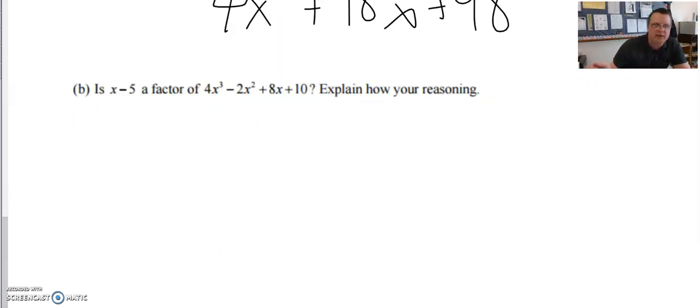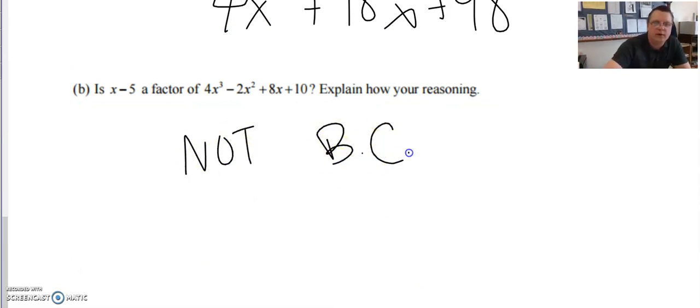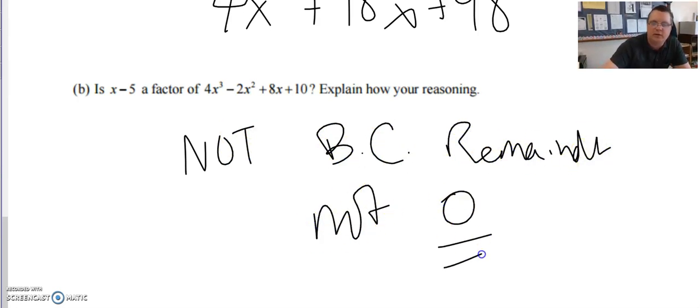And then it says, is x minus 5 a factor? And it is not a factor because the remainder is not 0. Remember, if the remainder is 0, then it is a factor. So that's up to number 34.